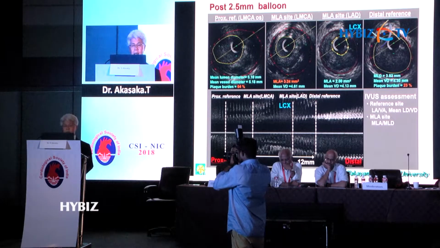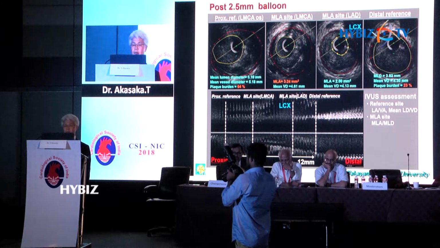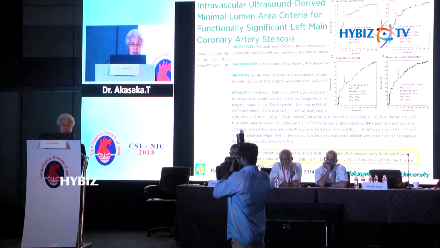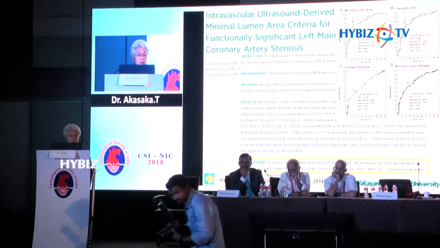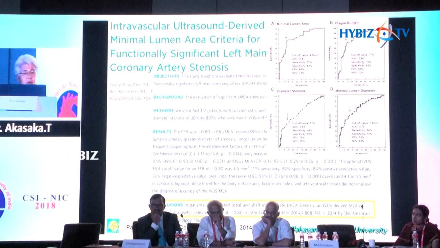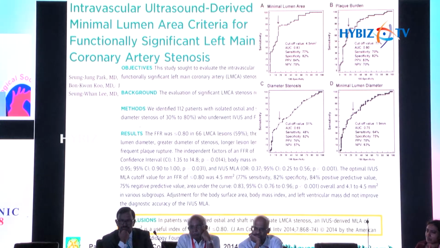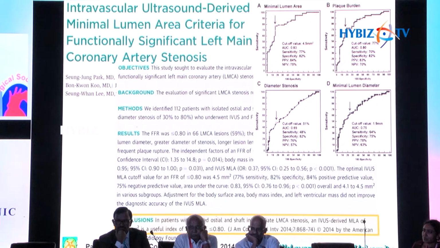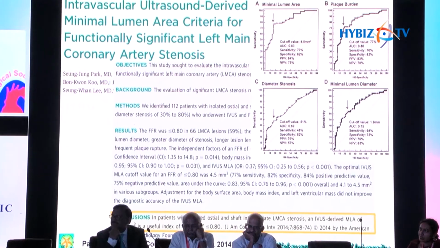Then this is a still frame. We analyze the vessel area and the plaque volume. And as you may know, this is the intravascular-derived minimum lumen area criterion for functionally significant left main coronary artery stenosis. In a case with stable effort angina, we always use FFR to decide the indication of PCI. However, sometimes imaging is very useful.